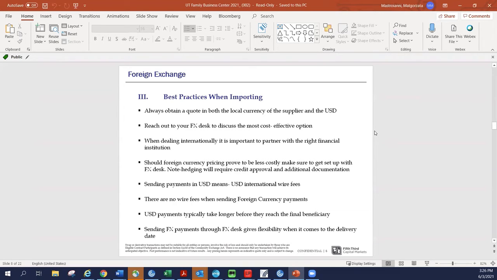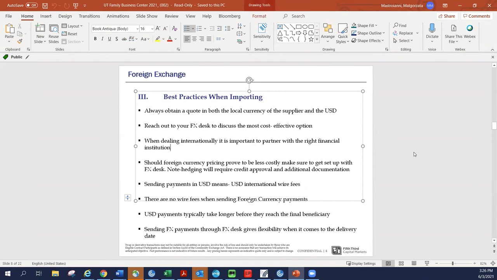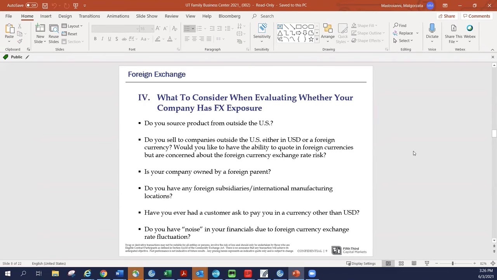So bottom line, in most cases, paying in the local currency of a supplier is more cost effective because you're eliminating that cushion. You are also avoiding wire fees, because when you're sending wires in US dollars, you pay wire fees. If you send payments in foreign currencies, there is no wire fee. Plus, you have more flexibility when it comes to delivery of funds to the beneficiary.